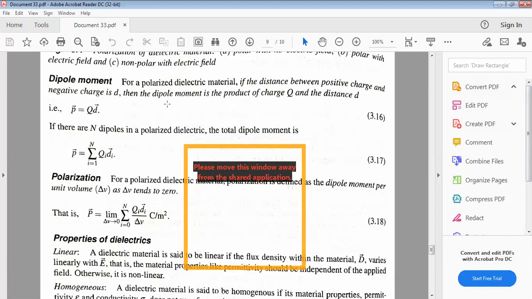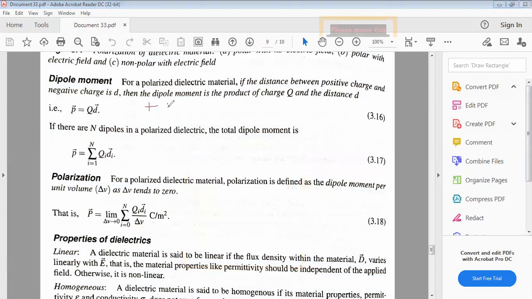Suppose this is the plus Q and this is the minus Q. These two are displaced at a distance of small d. Then what is the dipole moment? Dipole moment p equals Q into d, and this is a vector. So the dipole moment of a dielectric material is the product of charge Q and the distance d between the positive and negative charge: p = Qd.